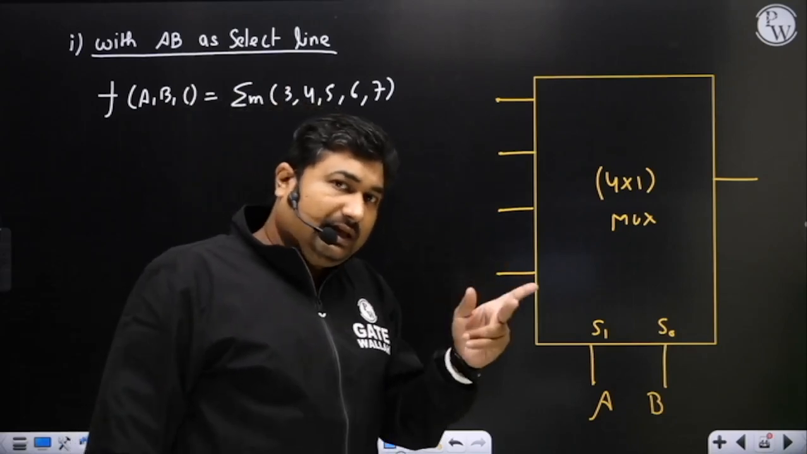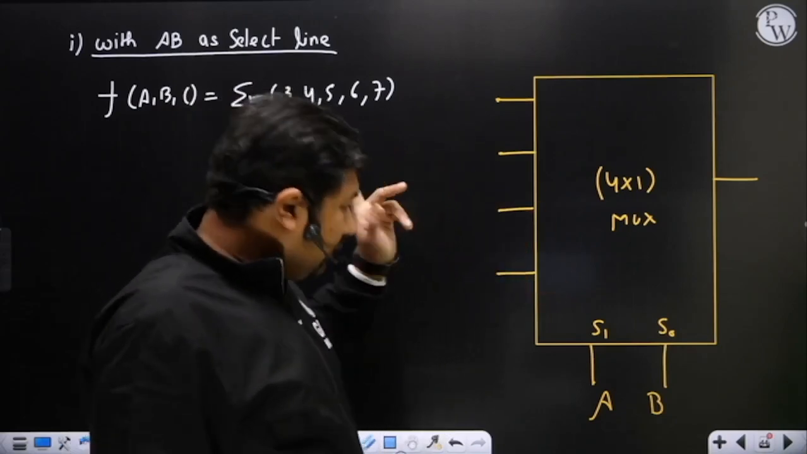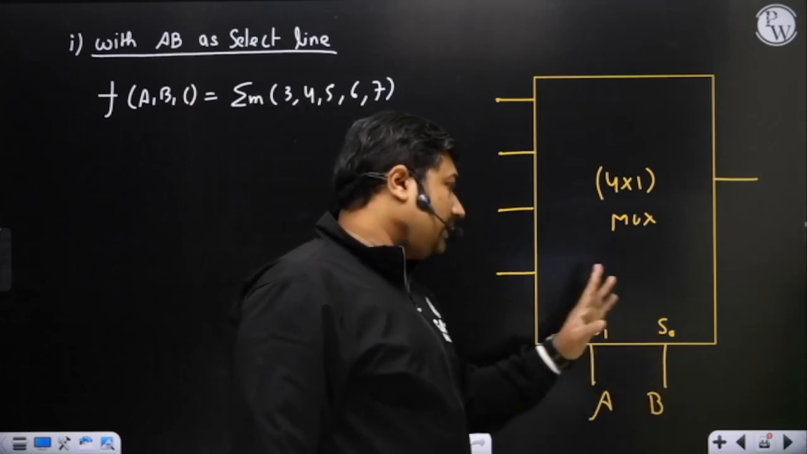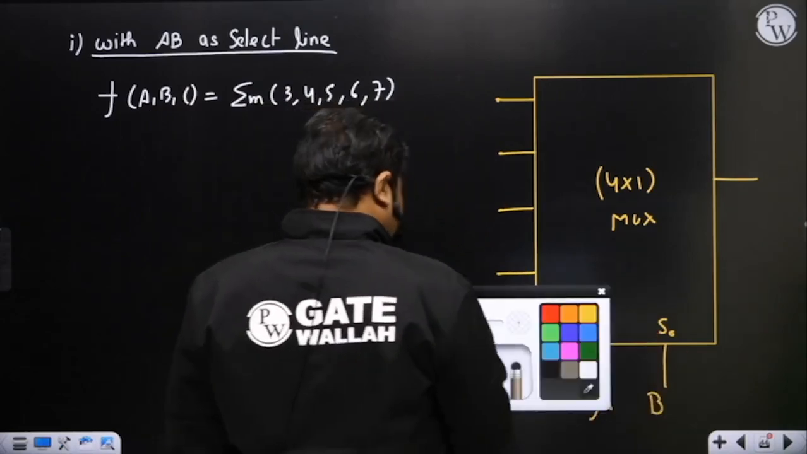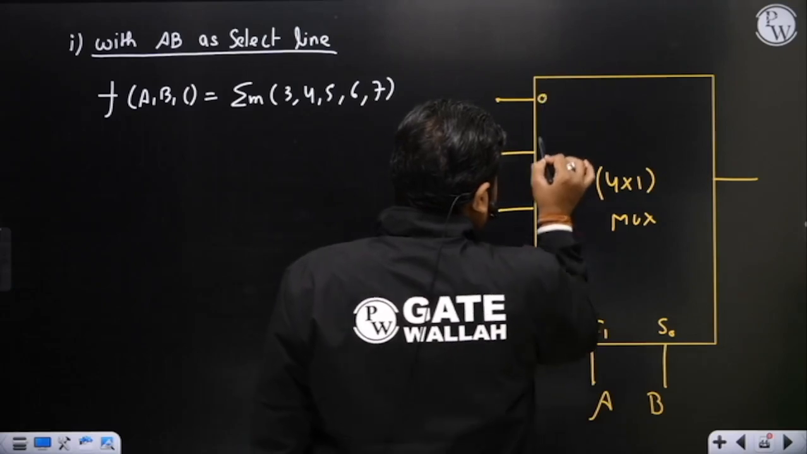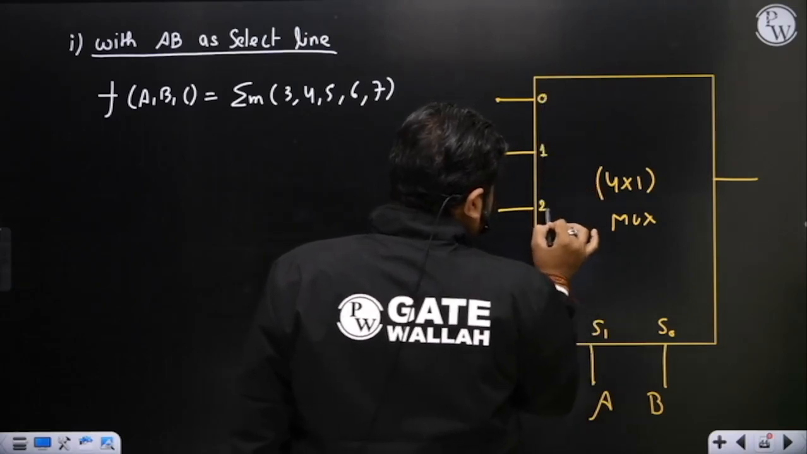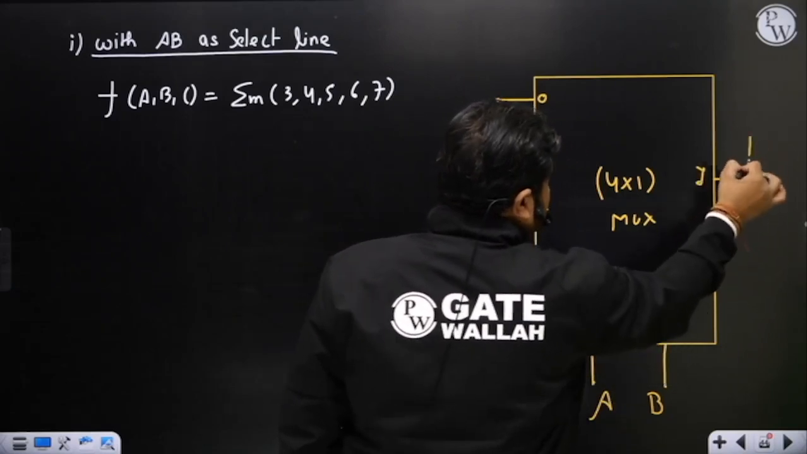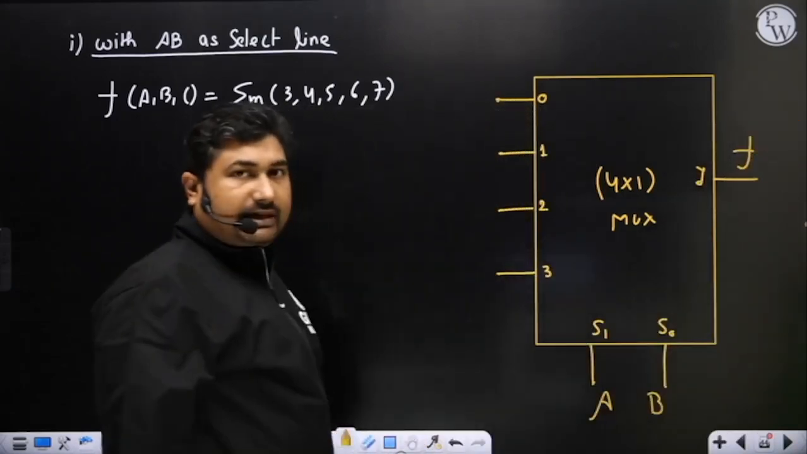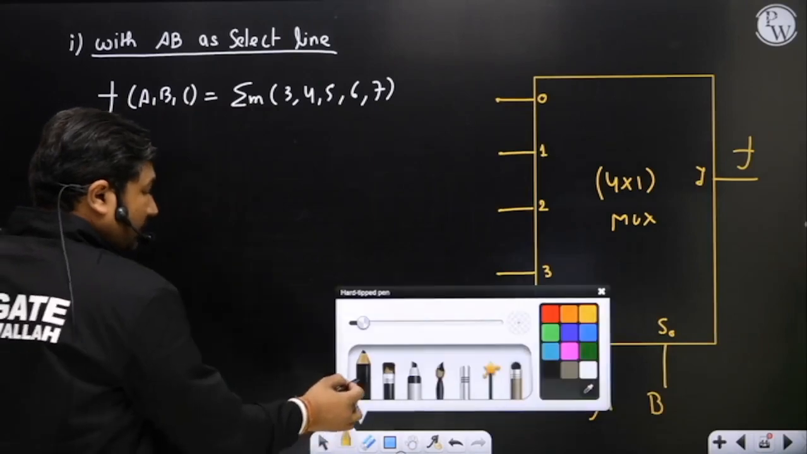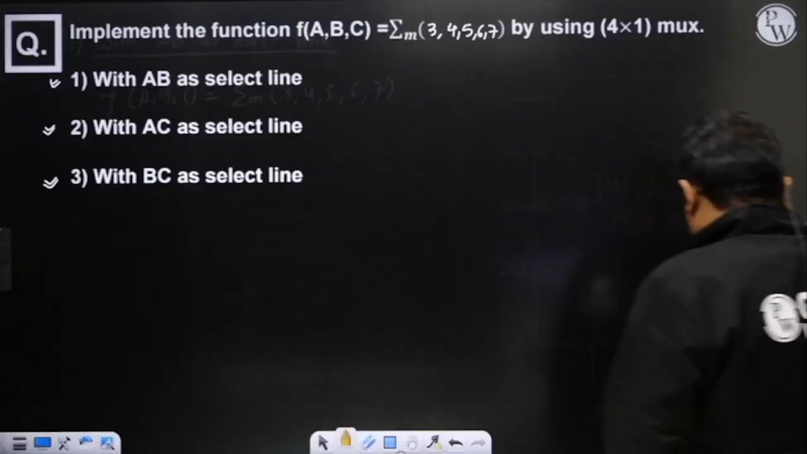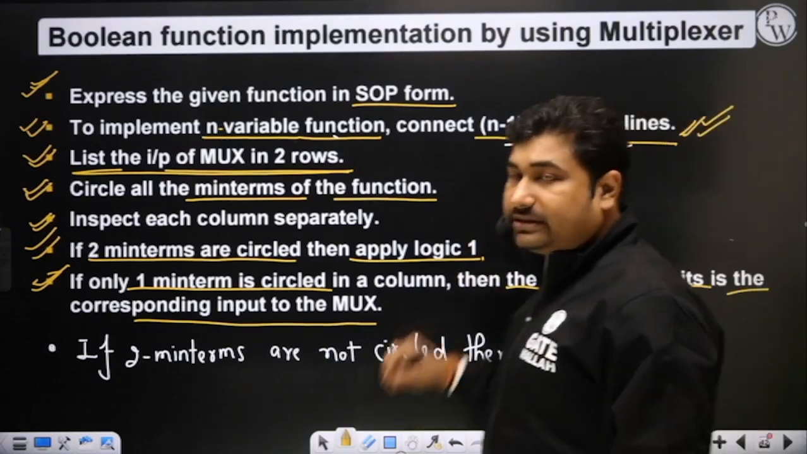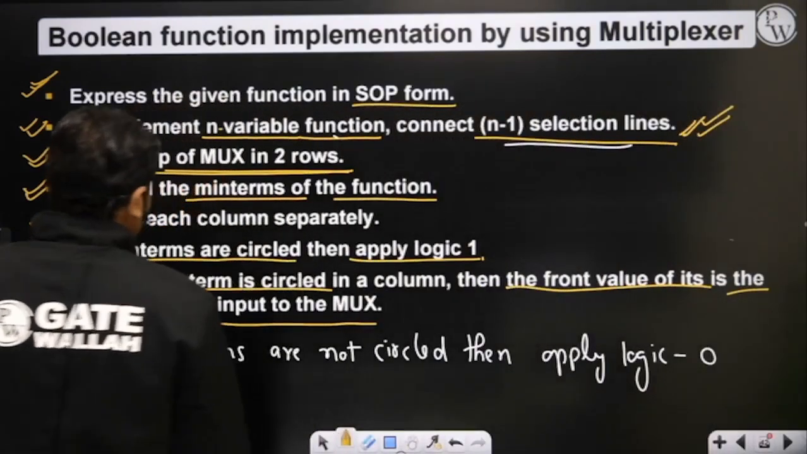Out of AB, A is the MSB, so you need to connect A onto the MSB select line and B onto the LSB select line. Okay, sir. Now, I need to find what we have to apply on the I0, I1, I2 and I3 pins in order to get our desired function. Now, please observe. For n variables, connect n minus 1 variables onto the select line. Are you able to understand?